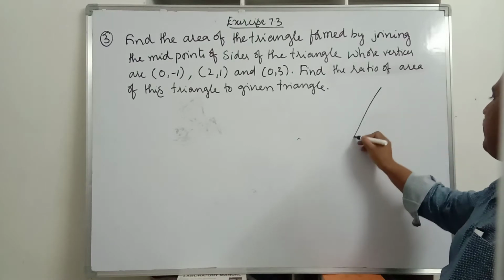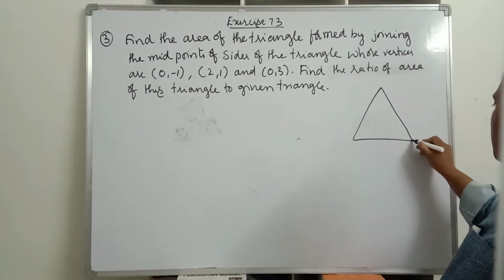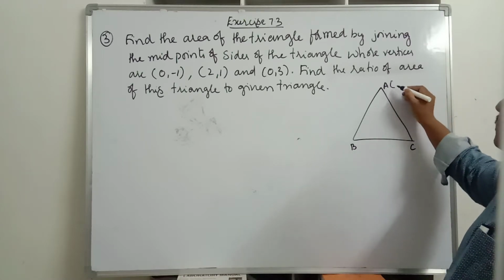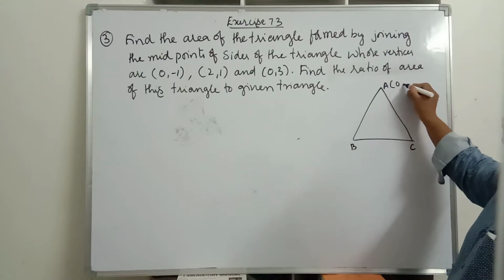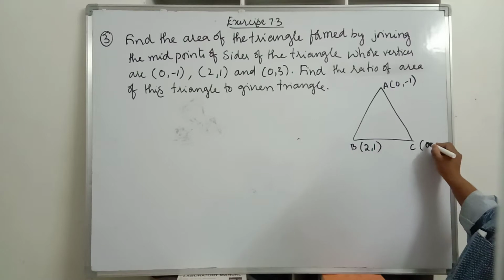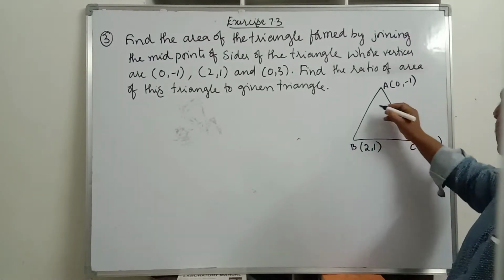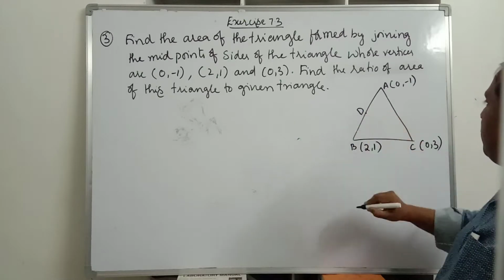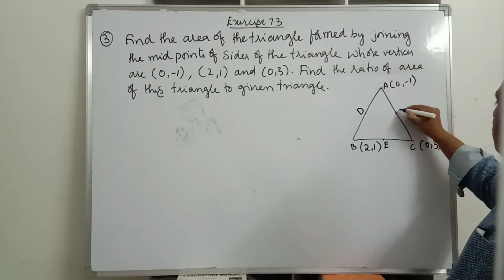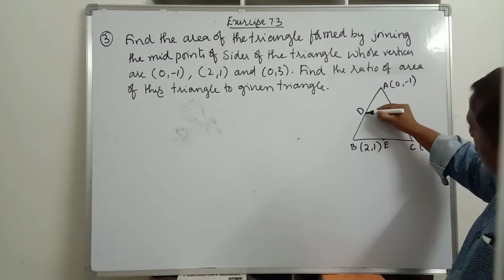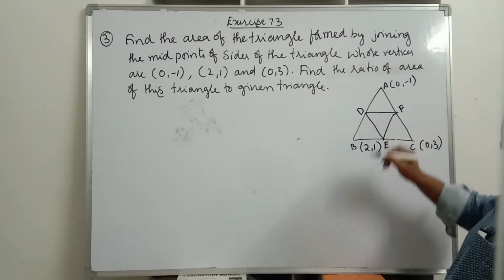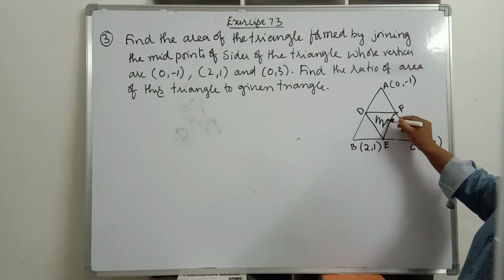So first, let the given triangle be ABC, with vertex A, vertex B and vertex C. The coordinates of vertex A are (0, -1), B is (2, 1), C is (0, 3). Let D be the midpoint of AB, E the midpoint of BC and F the midpoint of AC. Now join all these three midpoints, we will get one triangle, that is triangle DEF. We have to find the area of this triangle.